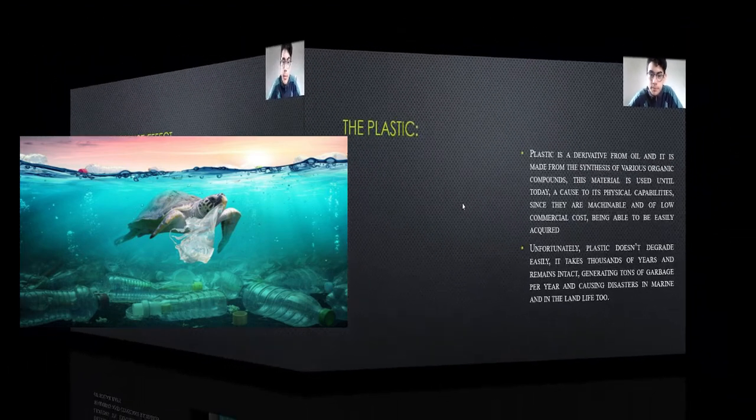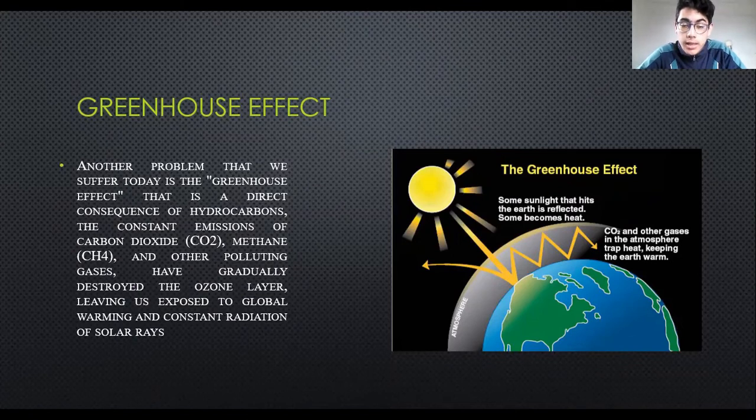land life. Another problem that we suffer today is the greenhouse effect, which is a direct consequence of hydrocarbons. The constant emission of carbon dioxide (CO2), methane (CH4), and other polluting gases have gradually destroyed the ozone layer, leaving us exposed to global warming and constant radiation of solar rays. Before the application of hydrocarbons in industries, greenhouse gases were lesser, but today man has increased these gases and emissions, causing environmental pollution through overpopulation, which demands a large amount of resources, exploiting the planet all the time.